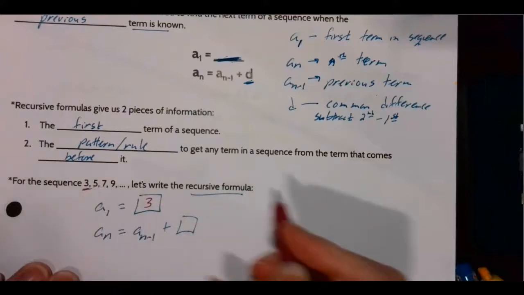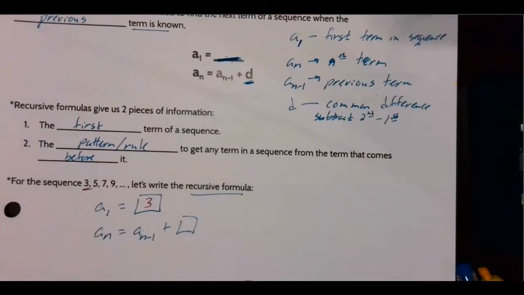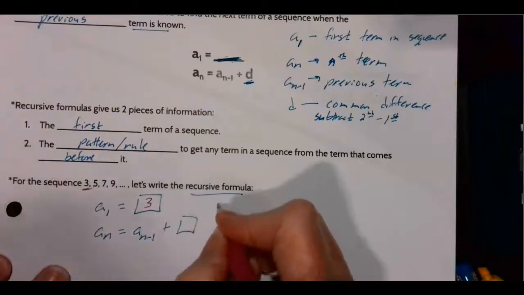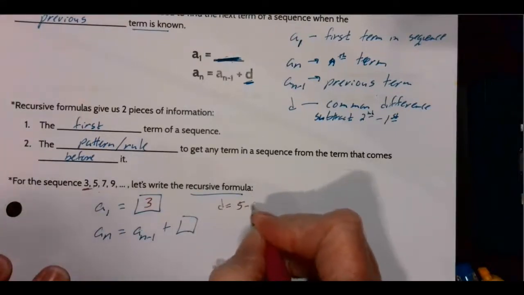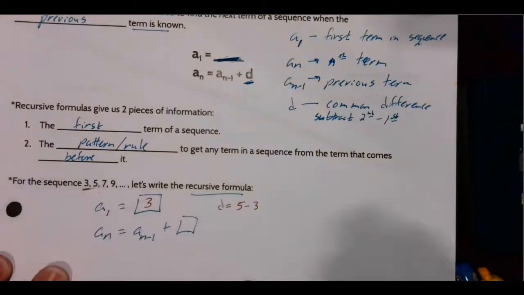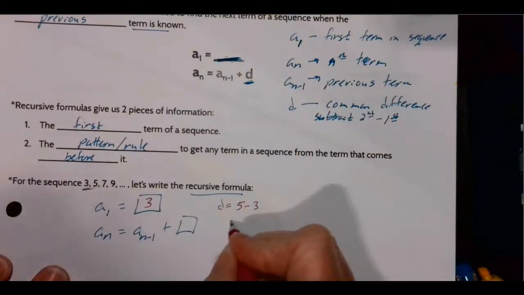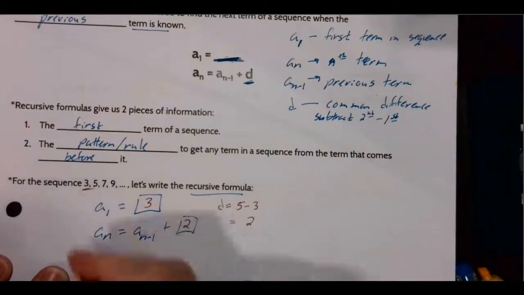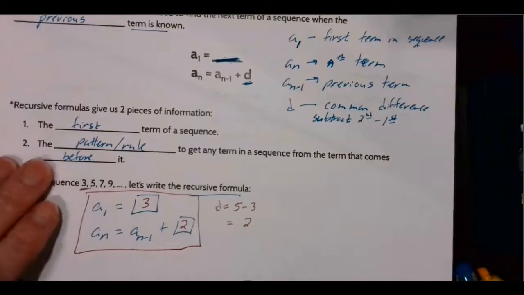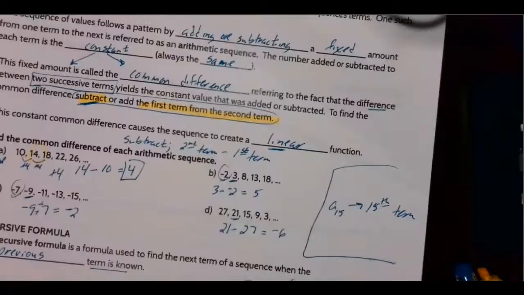Well, you can kind of see what the common difference is, but just so that we get in the habit of it, we can take the second term minus the first term. So to find d, I'm going to take 5 minus 3. Could I have taken 7 minus 5? Yes. 9 minus 7? Yes. It doesn't matter which one. When I do that, I get 2. This is my recursive formula. So you're going to be asked to do that as part of your homework.